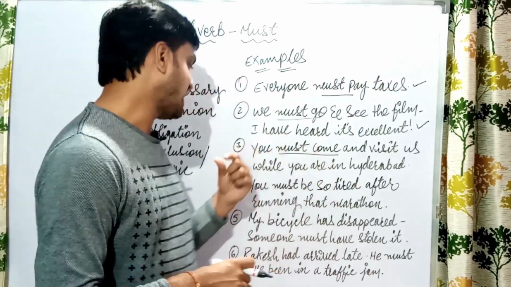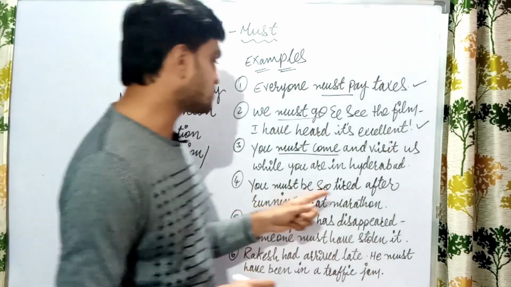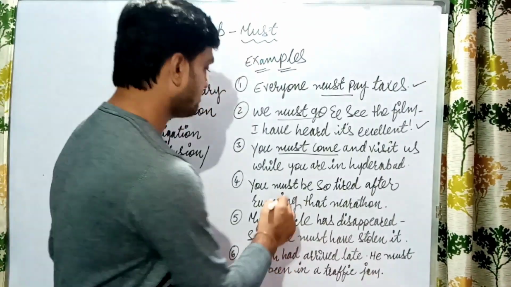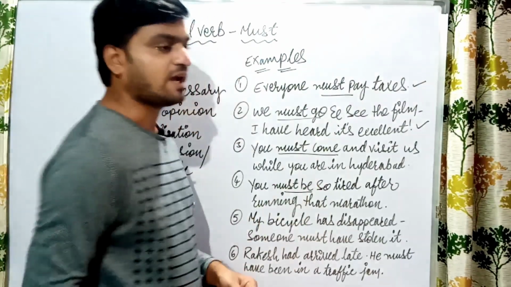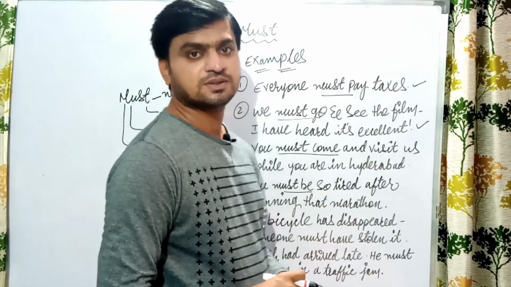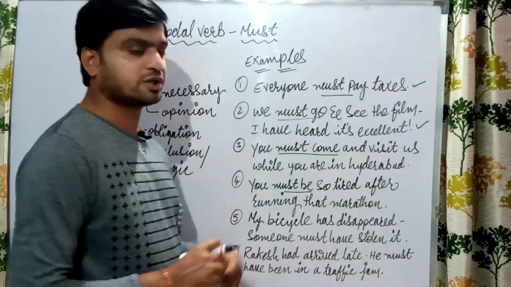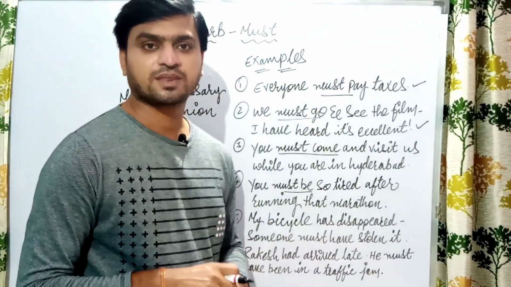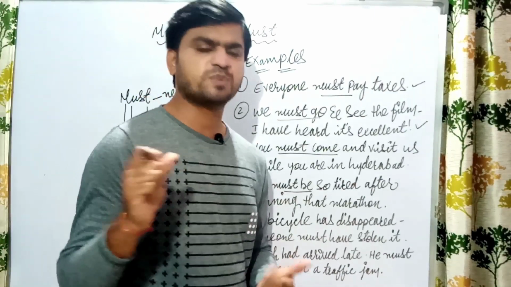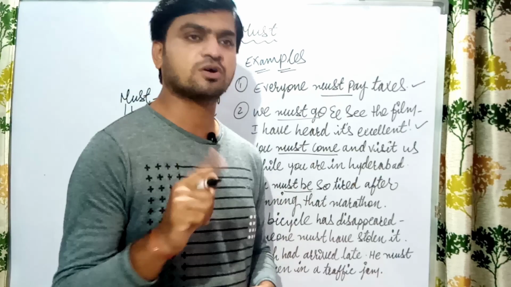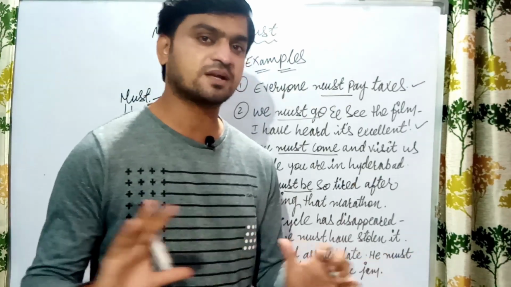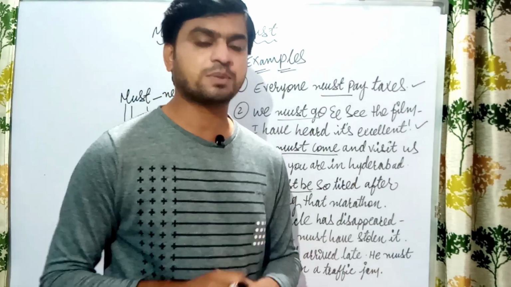And next one: you must be so tired after running that marathon. Here it is must be, and I am speaking about the past. So the fourth one is a logical conclusion. What is meant by logical conclusion here? What is meant by logic here may be right or may be wrong. We can't say 100% he is wrong, and we can't say 100% he is right. So that is meant by logical here.